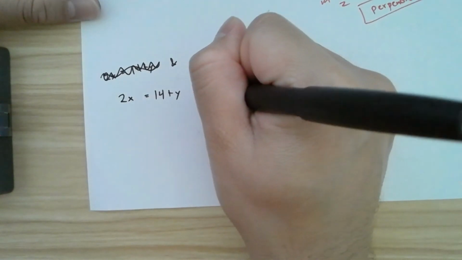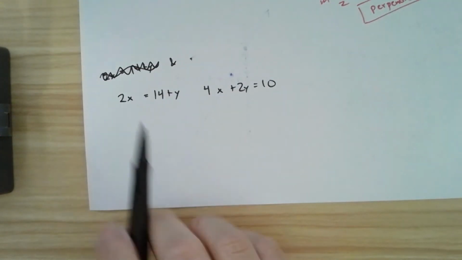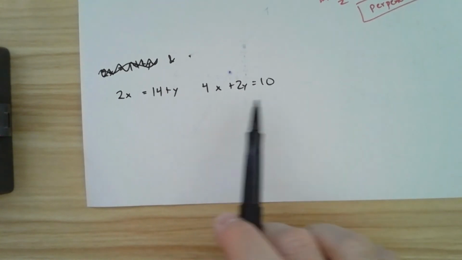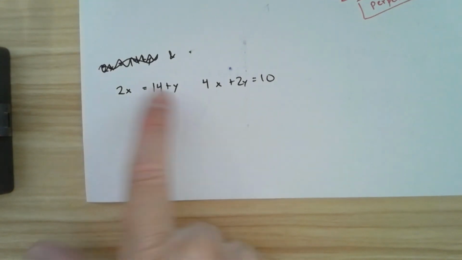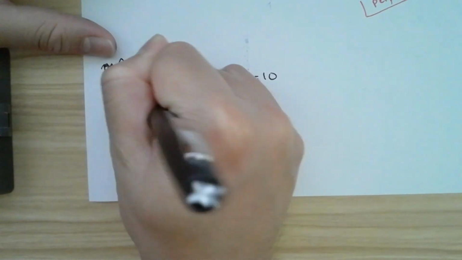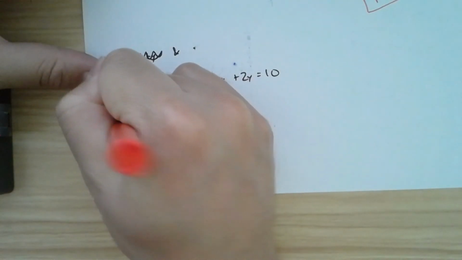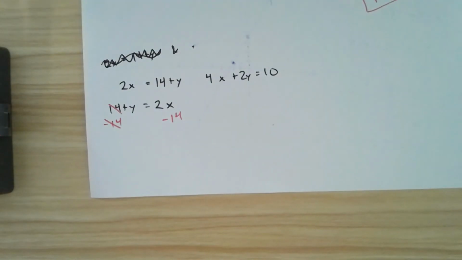Okay, here we are. 2x is equal to 14 plus y, and 4x plus 2y is equal to 10. So again, I like writing the y's on the left side, so all I'm going to do here is switch the order of that equation. It's better like that for me. Now I'm going to subtract 14.